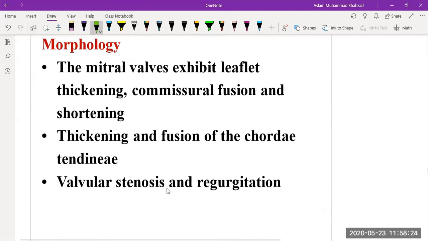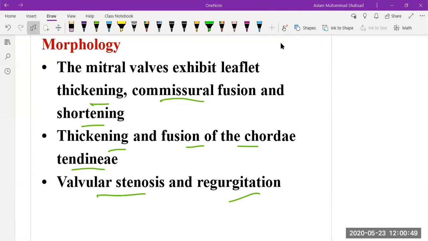The mitral valve exhibits thickening, leaflet commissural fusion and shortening, thickening and fusion of chordae tendineae, and valvular stenosis and regurgitation. So what happens in mitral valve stenosis? It restricts the blood flow into the main pumping chamber. And your mitral valve may also leak, causing the blood to flow back through the valve each time the left ventricle contracts. This can be explained in terms of the reflux back.